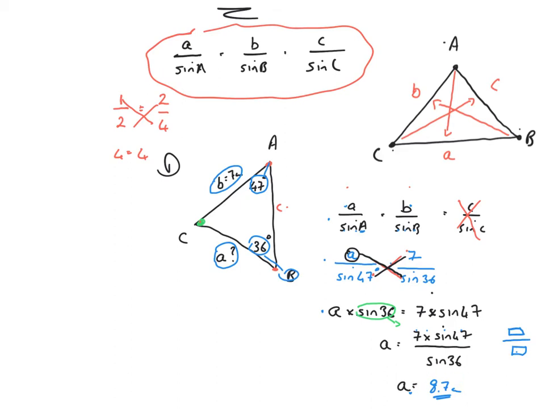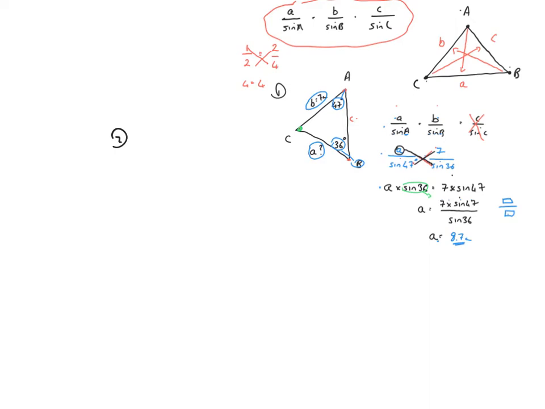Let's try an example 2. Okay, example 2. Okay, A, B, C. So this time I'm going to say that A is 27 degrees, B is 21 degrees.